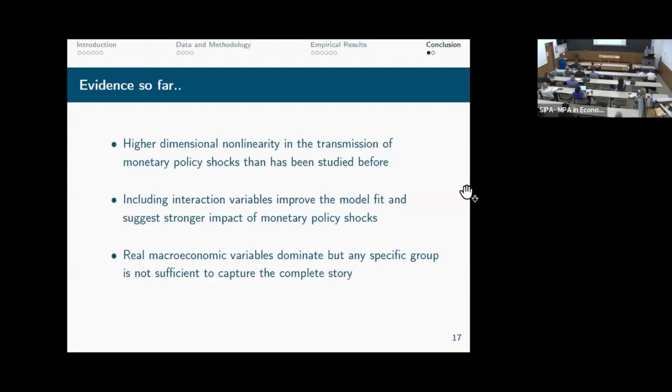So the evidence so far showed a higher dimension of nonlinearity in the transmission of policy shocks than has been studied before, and including interaction variables actually improves the model fit and suggests a stronger impact of the monetary policy shocks. And in general, real macroeconomic variables dominate, but it's difficult to say if it's just one group, like output or labor. In general, it's more of a combination of different groups to explain the whole story.